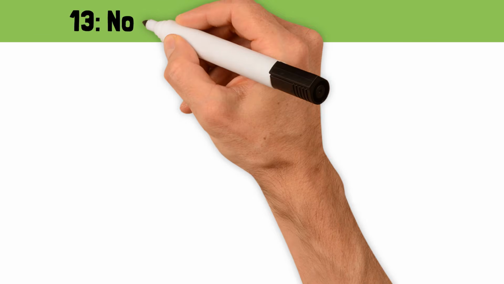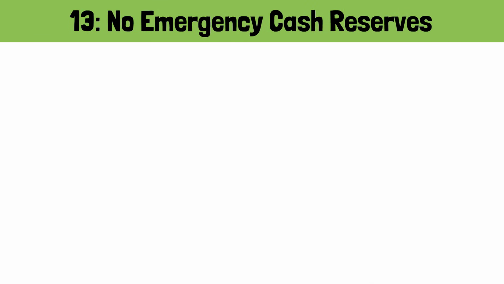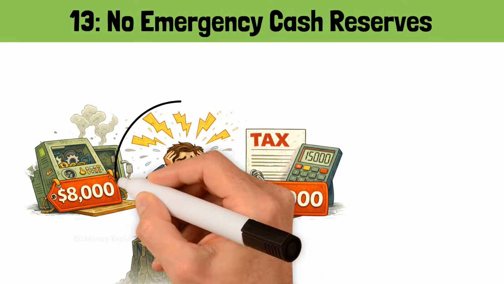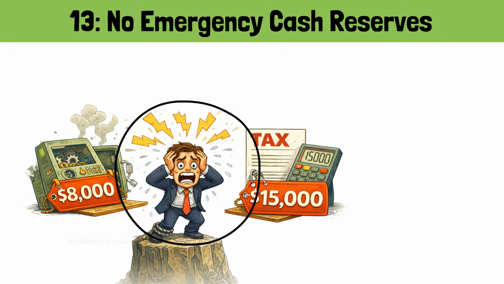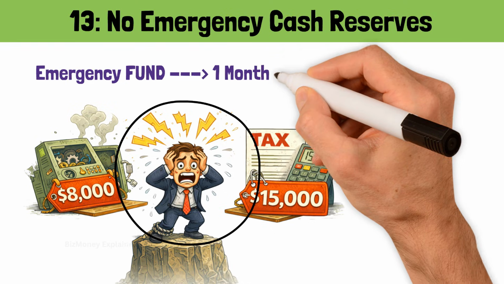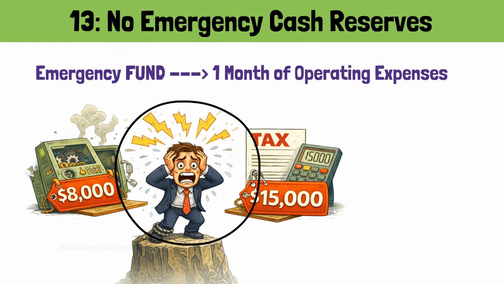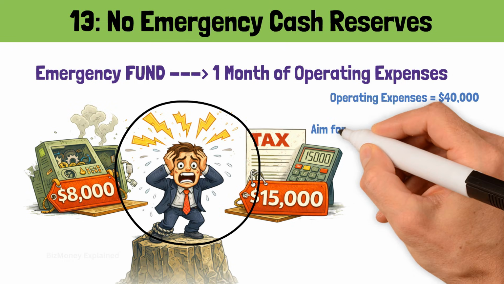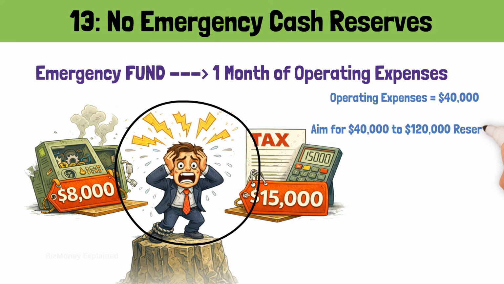Problem number 13. No emergency cash reserves. When unexpected expenses hit, like a broken machine costing $8,000 or a tax bill of $15,000, businesses without reserves panic. Build an emergency fund equal to 1 month of operating expenses, then grow it to 3 months. If your operating expenses are $40,000 monthly, aim for $40,000 to $120,000 reserved in a high-yield account.